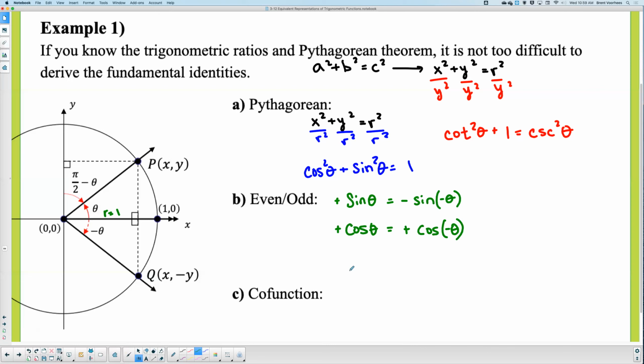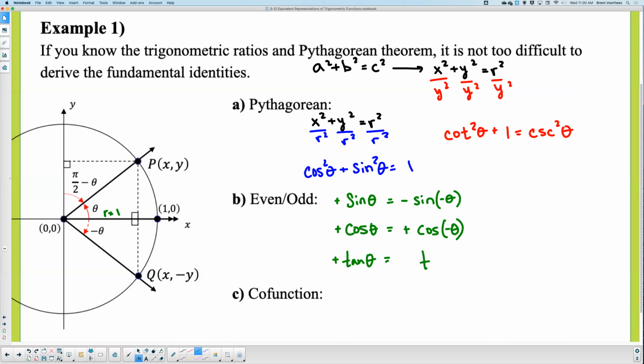Let's do one more. Tangent. If I took the tangent at this angle, sine is y, cosine is x. What is tangent? y over x. This is a positive y divided by a positive x. What happens when you take a positive y and divide it by a positive x? Do you get a positive or negative number? Positive. So for this theta that's shown right here, you would have a positive tangent.